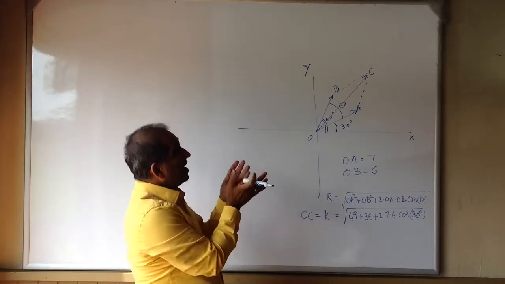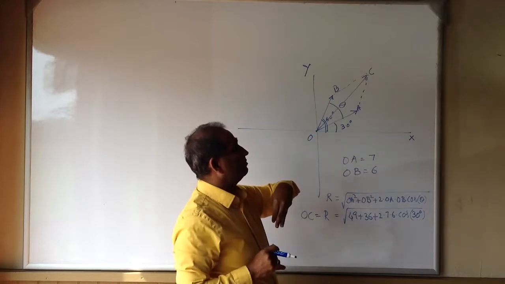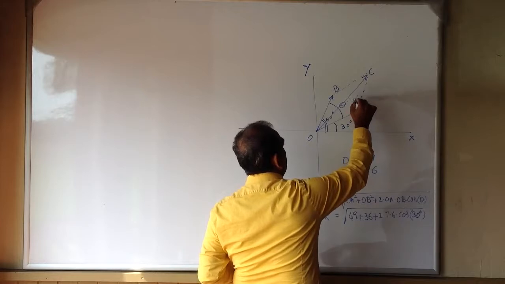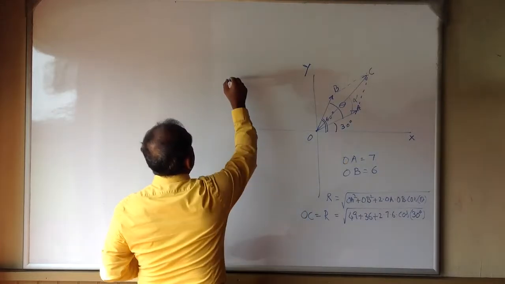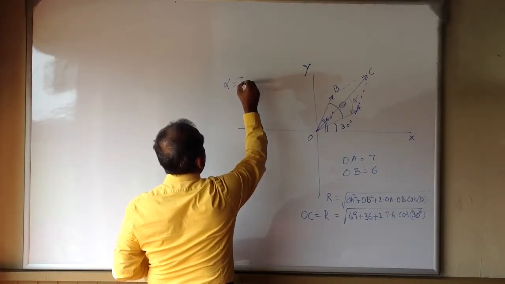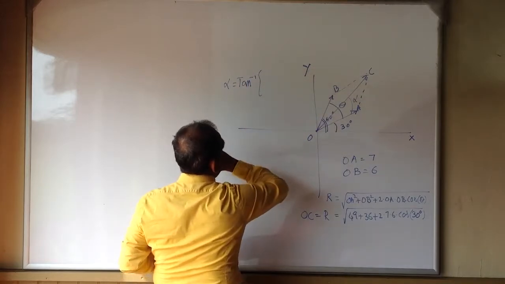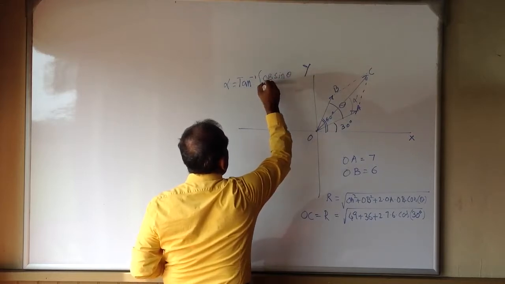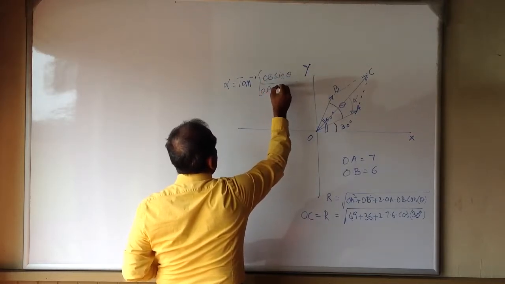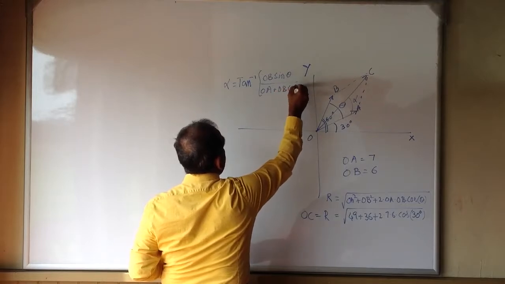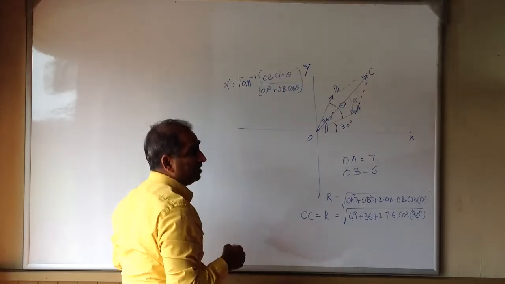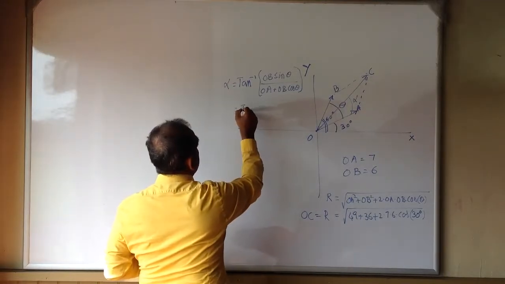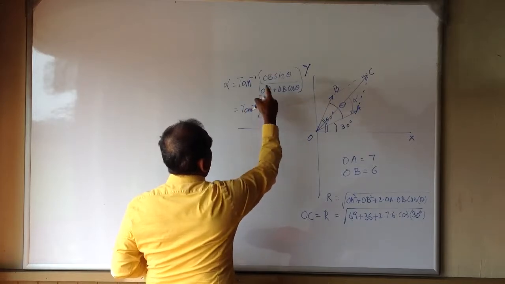Fine. But what angle does it make with the x-axis? That's very important. Let's call the angle between this and this one alpha. Then alpha is equal to tan inverse of OB sine theta over OA plus OB cosine theta. This is the formula which we derived in the previous instructions.